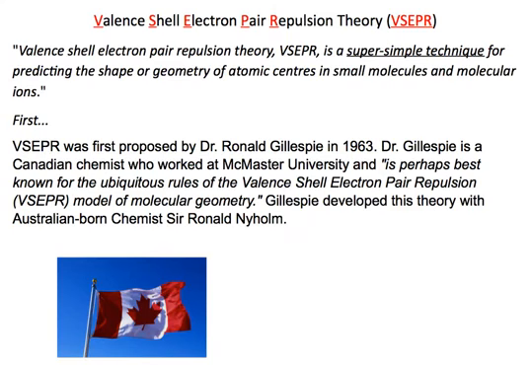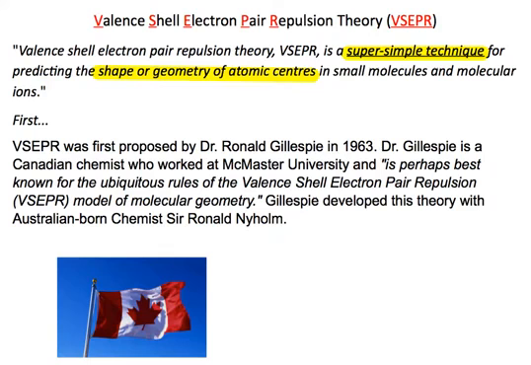So first of all, VSEPR is, as it says in this quote, a "super simple" technique for predicting the shape or geometry of atomic centers. And so that can be in small molecules or ions. I like this quote because it says it's super simple. If it's in quotations, it's got to be easy, right? Well, it is actually quite simple. You do have to know some of the background, but once you know this background and understand what it is saying, it is very easy to look at a molecule, as long as you know all the electron domains, and predict the shape of that molecule.